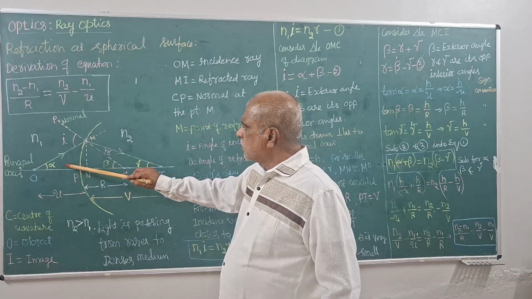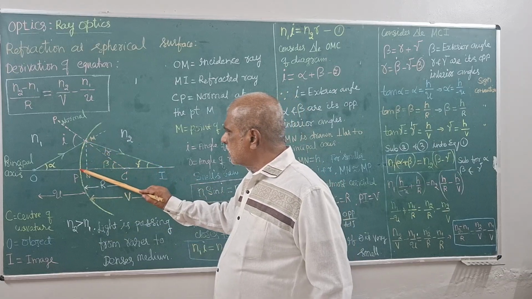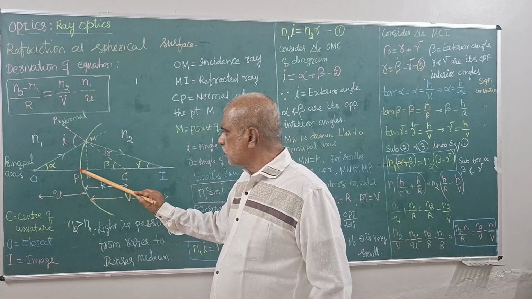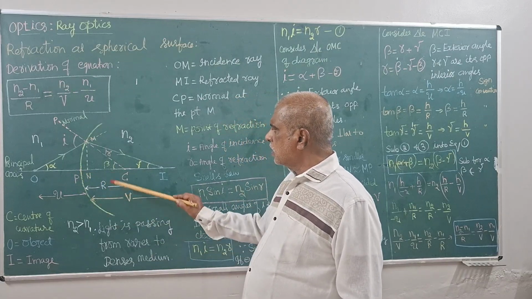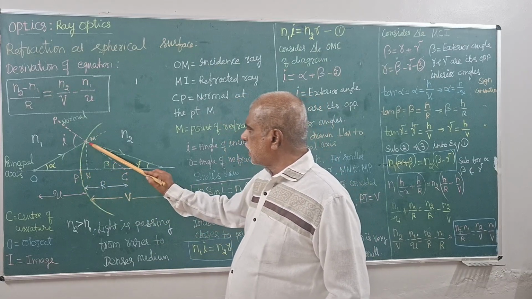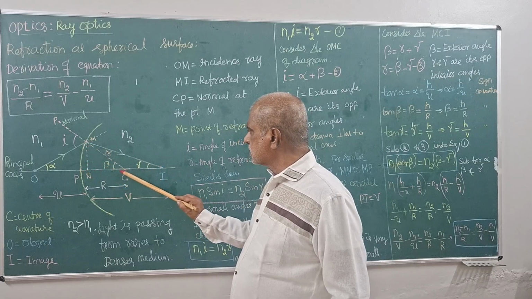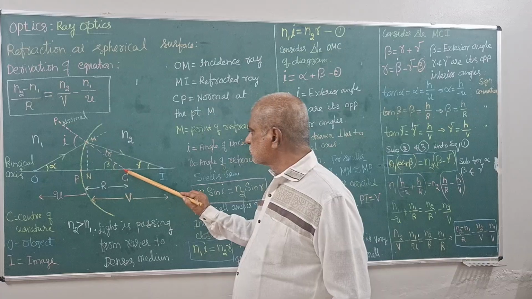Now, write tan alpha equal to opposite divided by adjacent. The adjacent side is taken as u. And tan beta for this triangle is opposite divided by adjacent side, and this adjacent side is r.